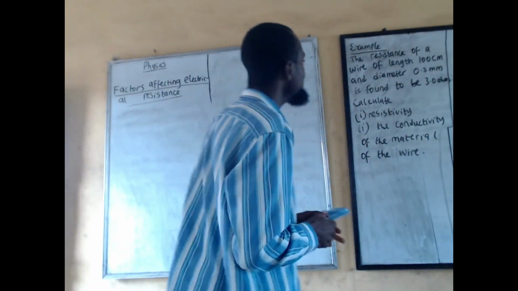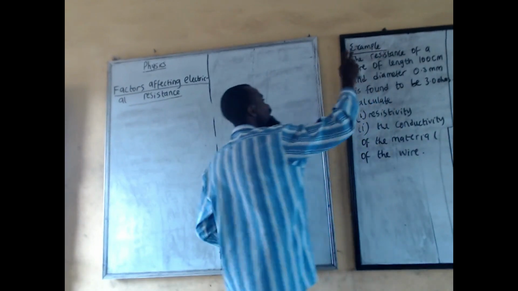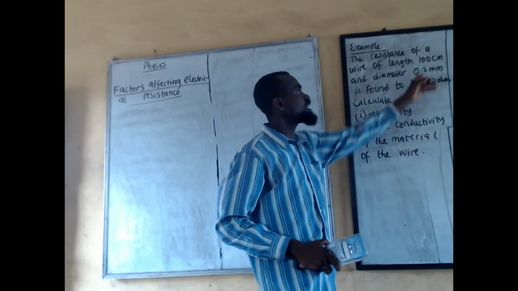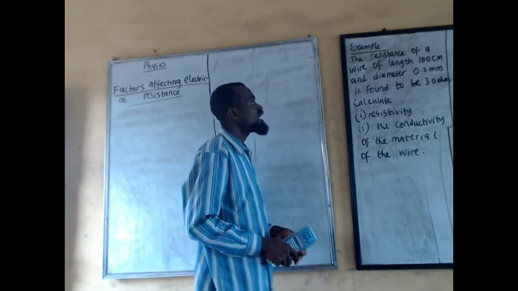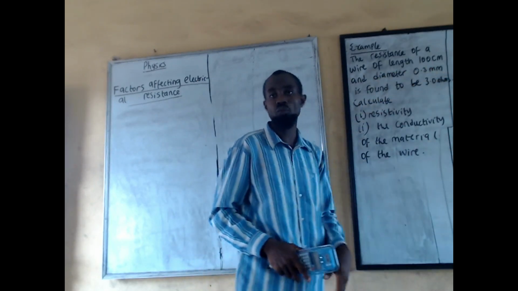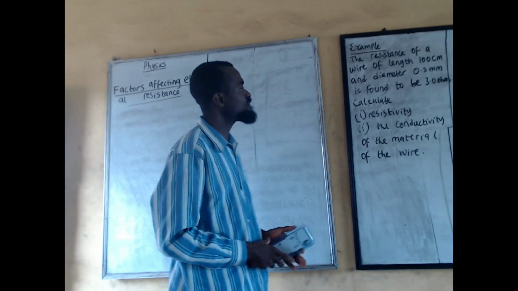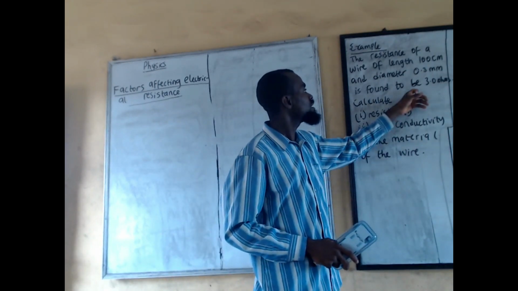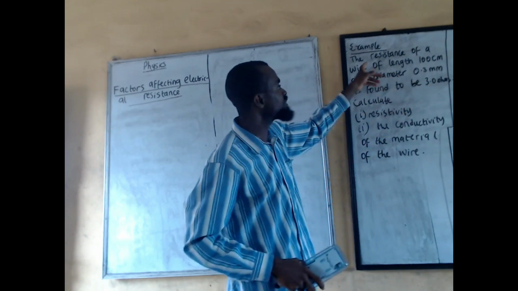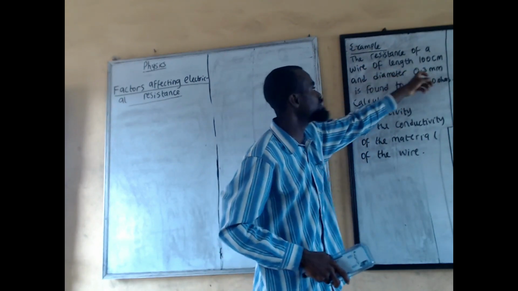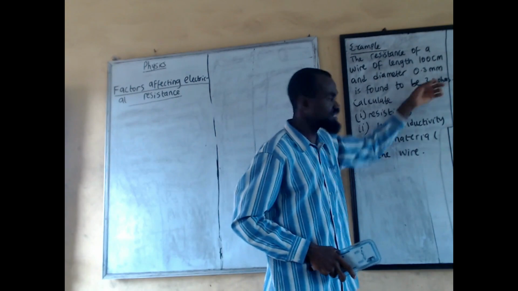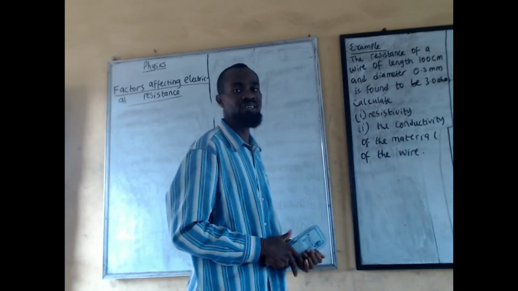Now the question says the resistance of a wire of length 100 centimeters, that is the length of the wire, and the diameter is also given. The diameter of the wire is given. It's found to be 3 ohms. So the resistance of the wire of length, which was this, and the diameter, which was this, the resistance was this. Now you are asked to calculate resistivity.